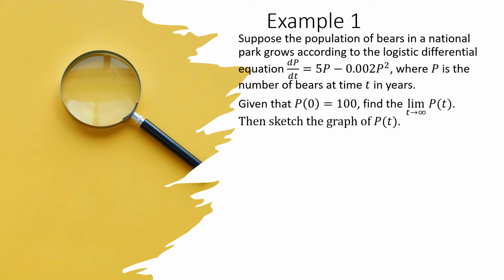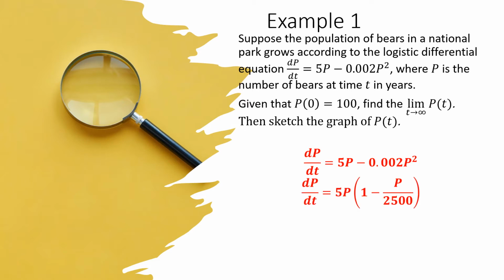All right, so the first thing I'm going to do is rewrite my differential equation. They gave it to us in a quadratic type form, but I need to rewrite it into a logistic form. So I'm going to factor out a 5p from both terms, and I'm left with 5p times the quantity 1 minus p over 2500. Now that it's in my logistic form, I can clearly see that my carrying capacity is 2500.